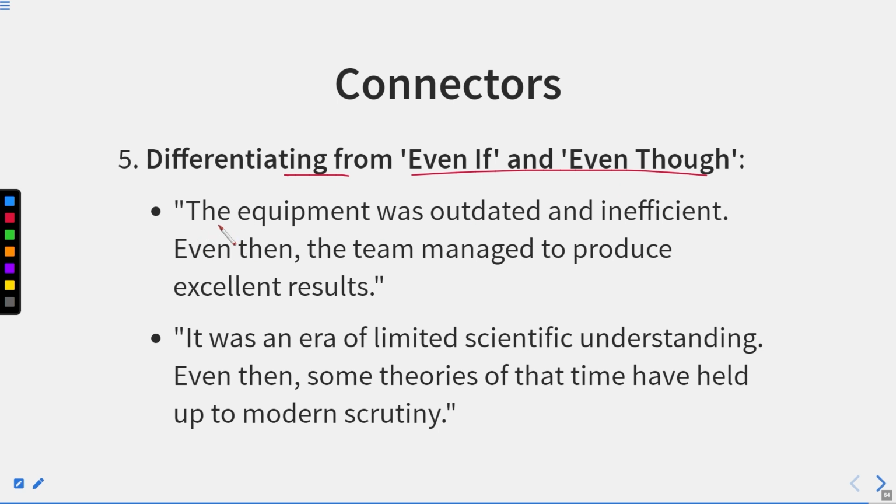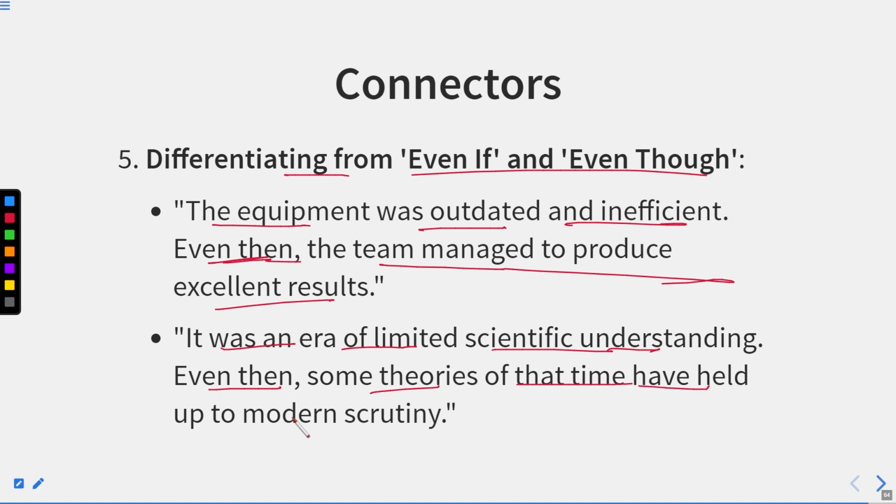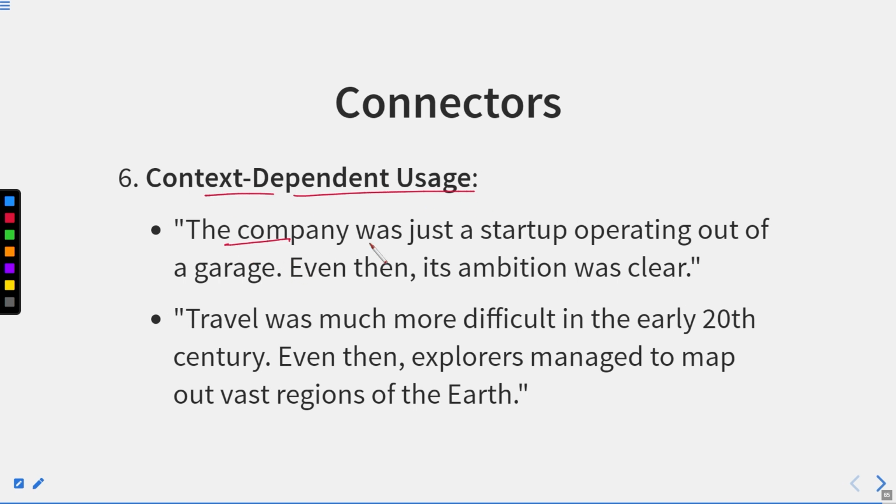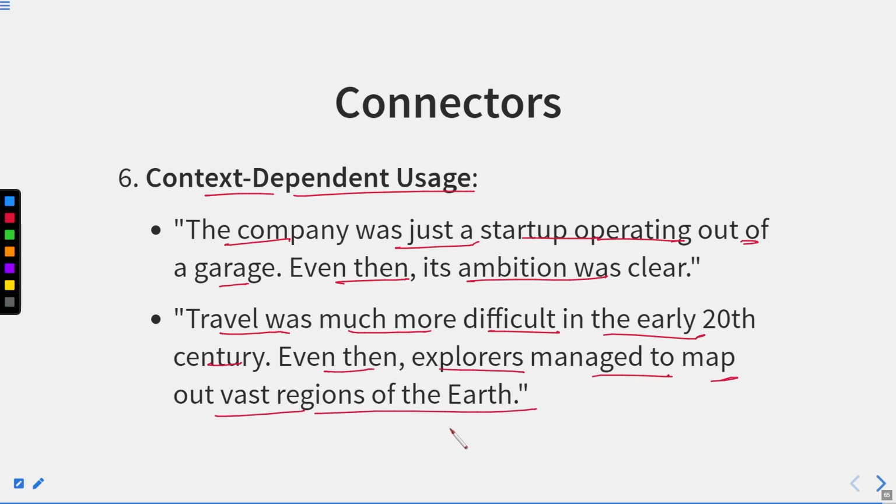Differentiating from "even if" and "even though": The equipment was outdated and inefficient. Even then, the team managed to produce excellent results. It was an era of limited scientific understanding. Even then, some theories of that time have held up to modern scrutiny. Context-dependent usage: The company was just a startup operating out of a garage. Even then, its ambition was clear. Travel was much more difficult in the early 20th century. Even then, explorers managed to map out vast regions of the earth.